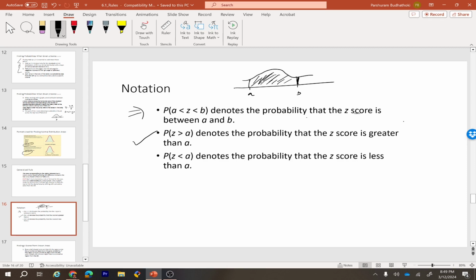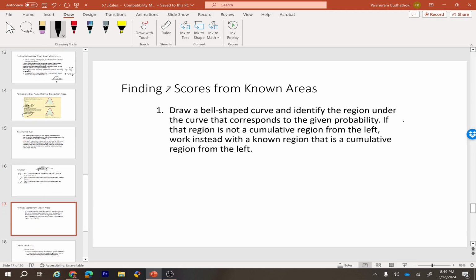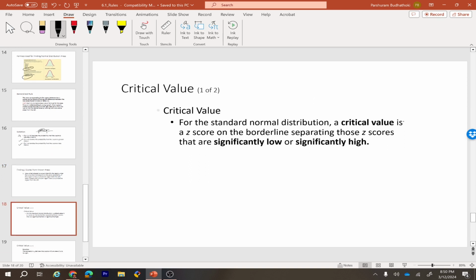The second notation is the probability that the z-score is greater than some value a, and this is the probability that the z-score is less than a. Keep in mind, the probability can be calculated by finding the area. So if you know the z-score, you can find the area under the curve to the left or to the right of the z-score, and if you know the area, then you can find the z-score from that area.